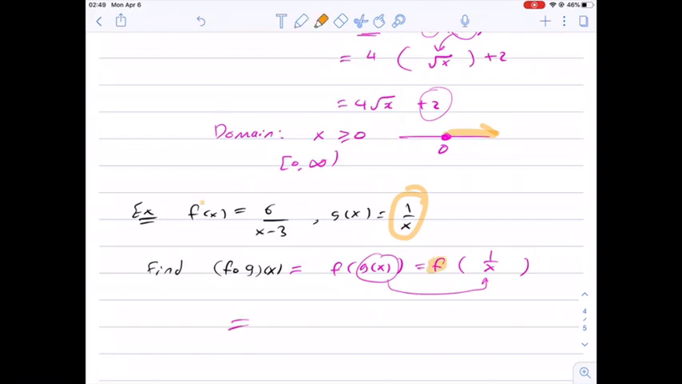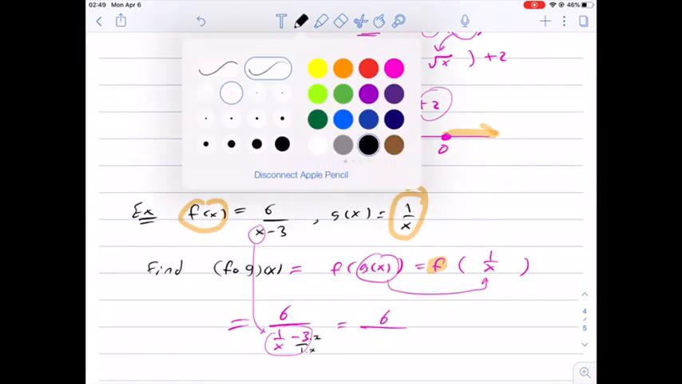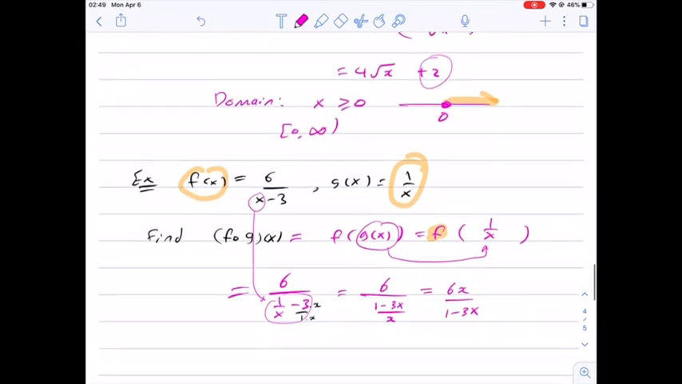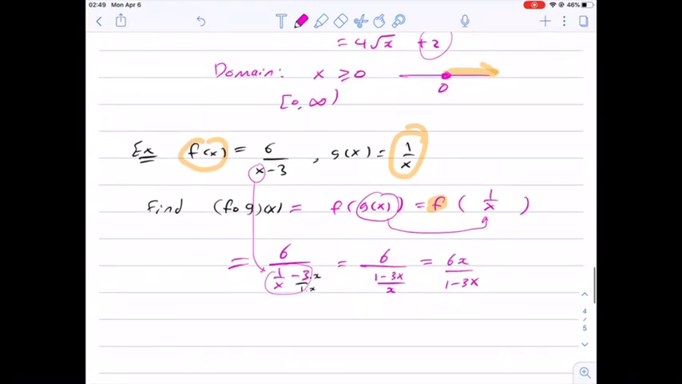And then we substitute this into the function f. This is the function f. So we have 6 over, instead of x, we have 1 over x minus 3. Then we simplify, we try to get a common denominator here. So we have 3 over 1, and then we multiply it by x. This gives 1 minus 3x over x, and then we flip the denominator, we get 6x over 1 minus 3x. Now this is f compose g, or f of g.